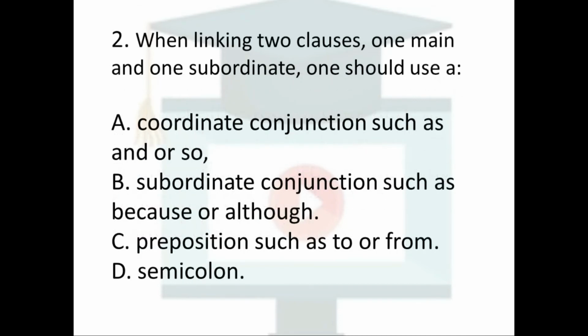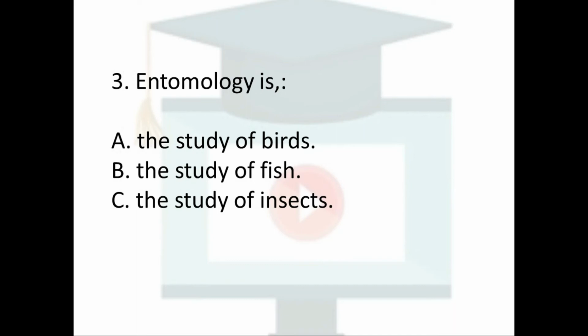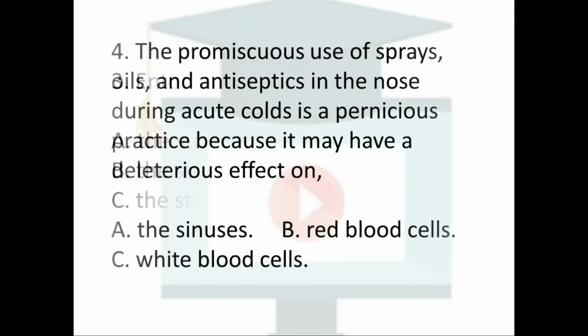2. When linking 2 clauses, one main and one subordinate, one should use: A. A coordinate conjunction such as "and" or "so", B. Subordinate conjunction such as "because" or "although", C. Prepositions such as "to" or "from", D. Semicolon. 3. Entomology: A. The study of birds, B. The study of fish, C. The study of insects.